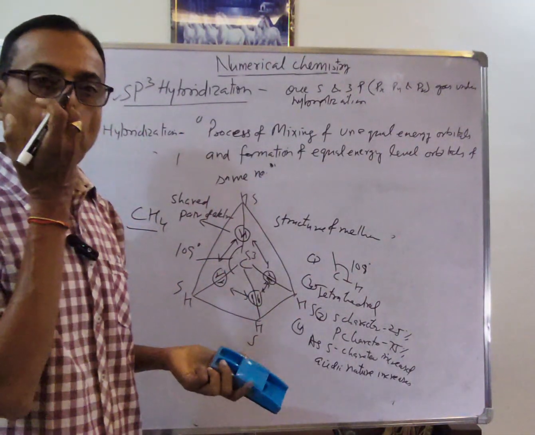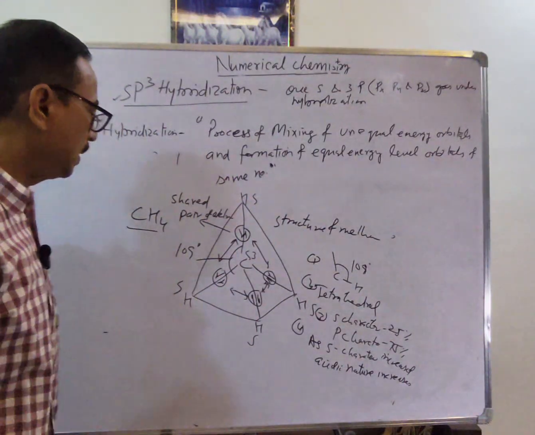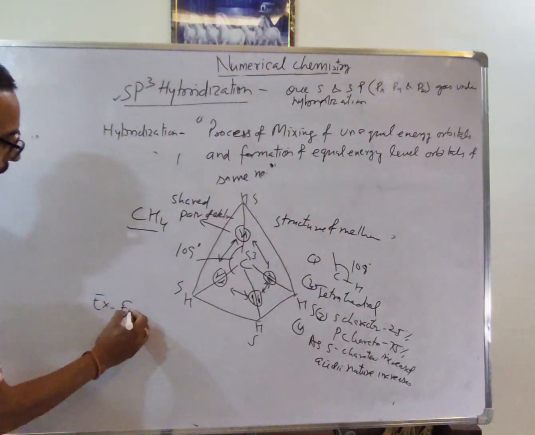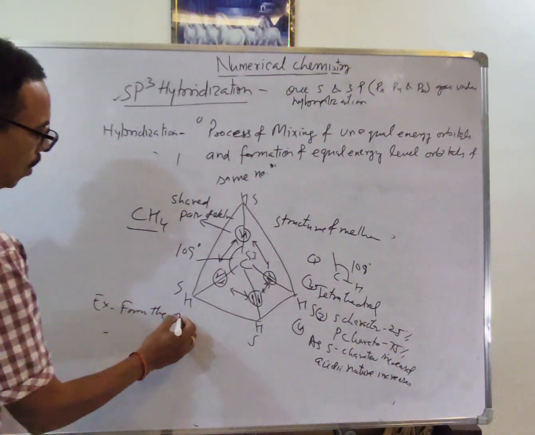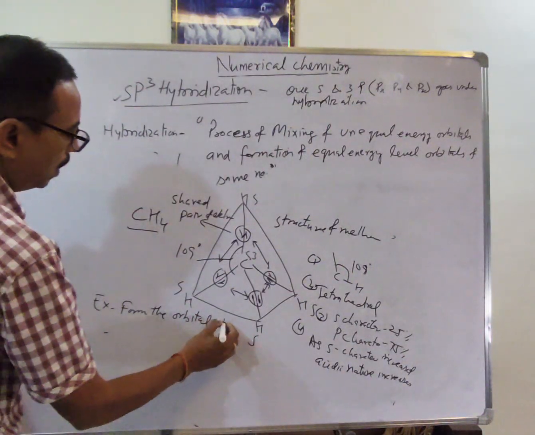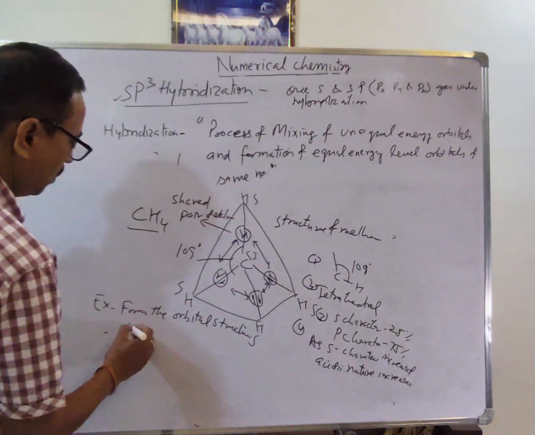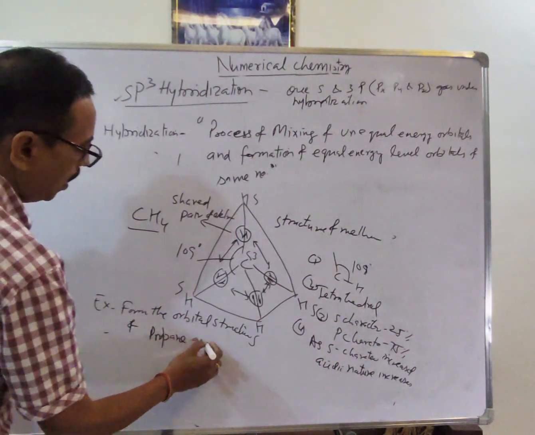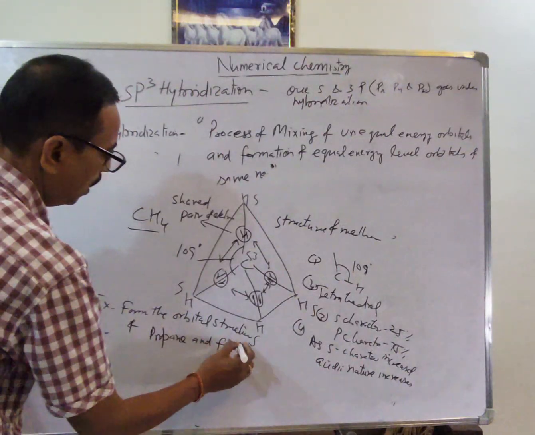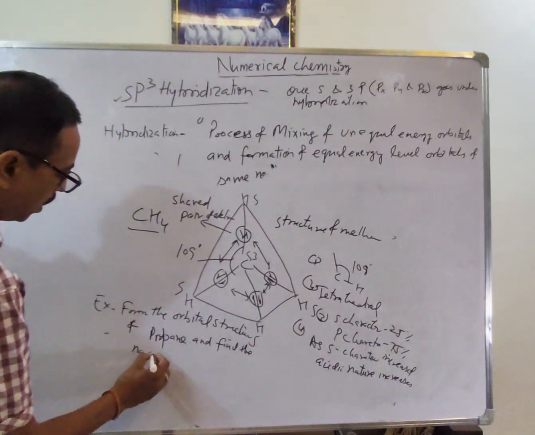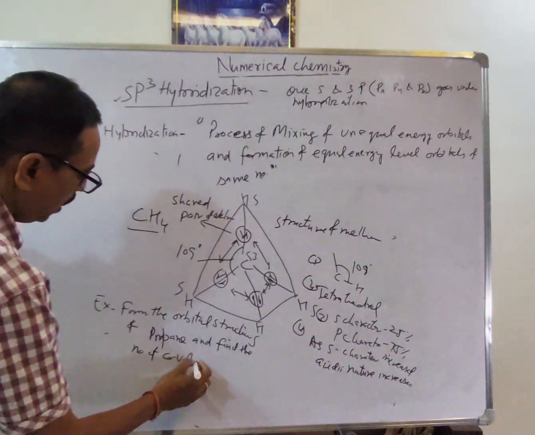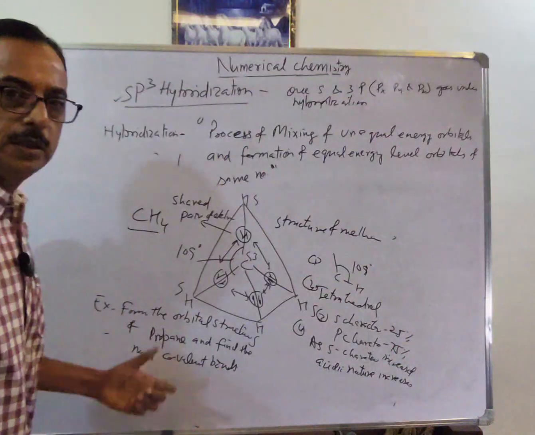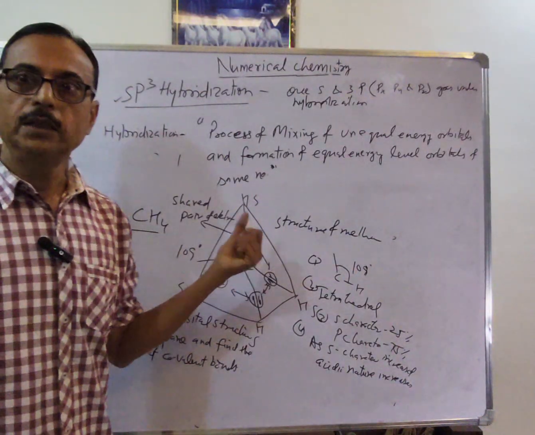In the next lecture I will tell you about sp2 hybridization. Till then, exercise one question: form the orbital structure of propane and find the number of covalent bonds. So you try to understand this problem. I will take it in the next lecture.